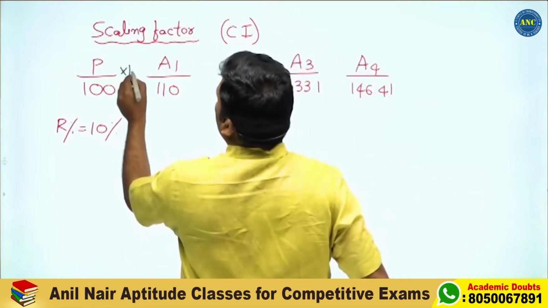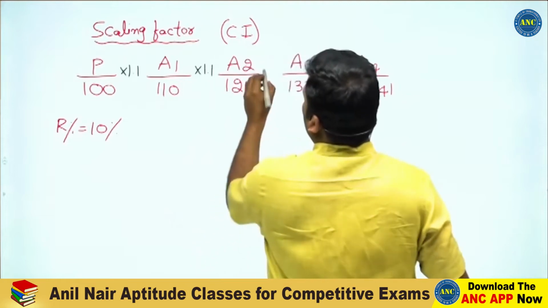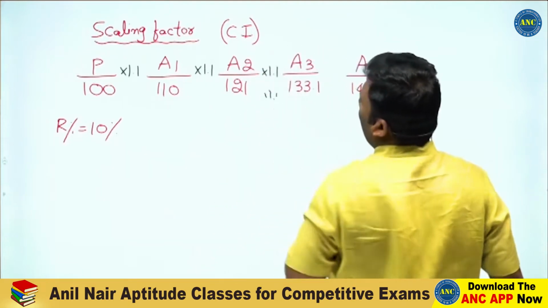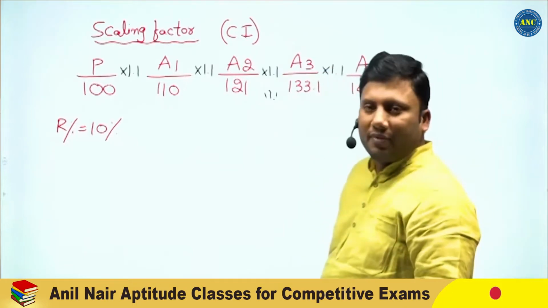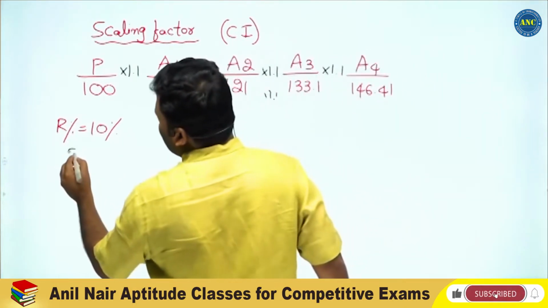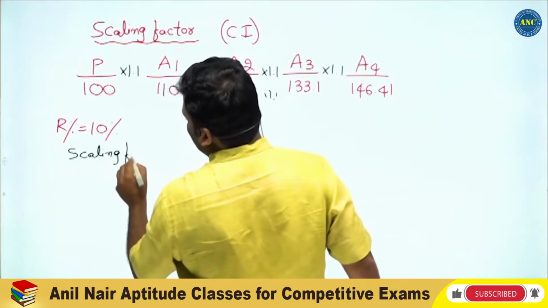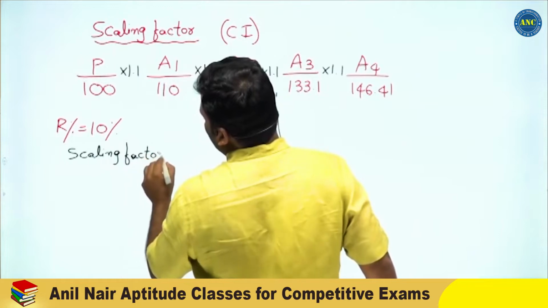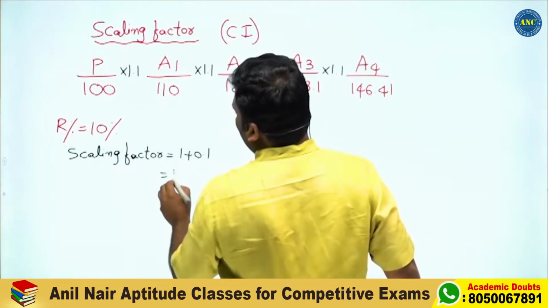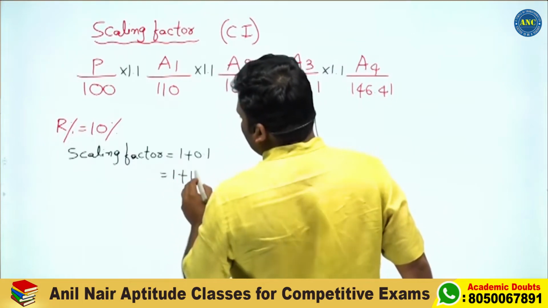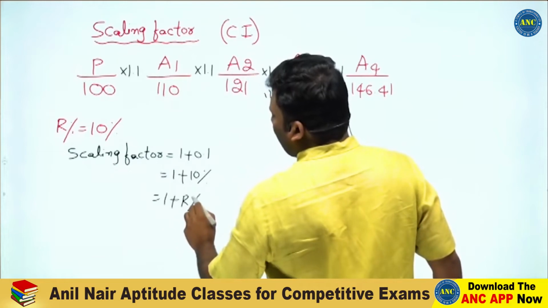It is multiplied by 1.1. Here also it is multiplied by 1.1. Here it is multiplied by 1.1. Here it is multiplied by 1.1. 1.1 is called the multiplication factor or the scaling factor. I got 1.1. It is 1 plus 0.1. 0.1, it is 10 percentage. 10 percentage, it is R percentage.